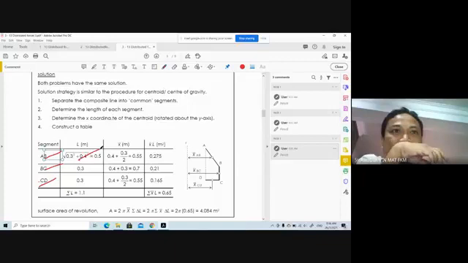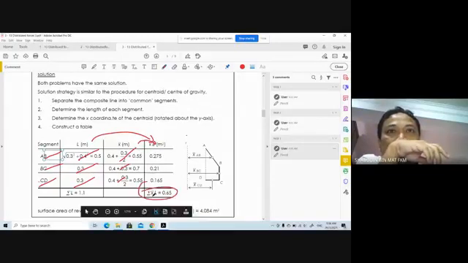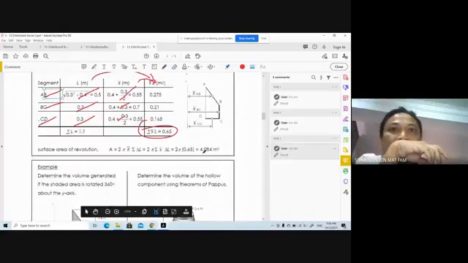Okay, the length of AB is so simple. BC is given, this is given. L. You don't need Y bar because you rotate in the Y axis. You just need X bar. Oh, so simple. Then that multiplied by that. You get the summation of delta L, and then you get the surface area.